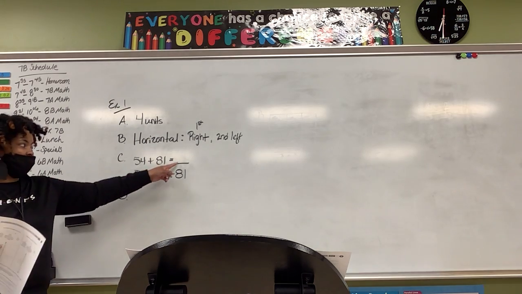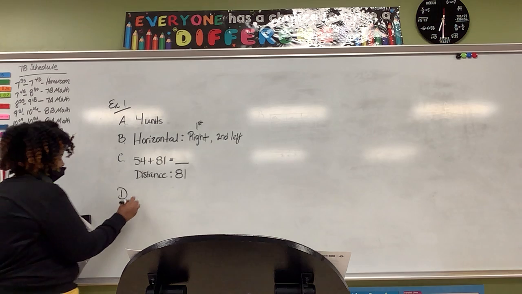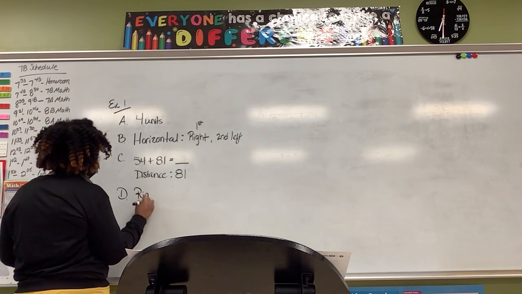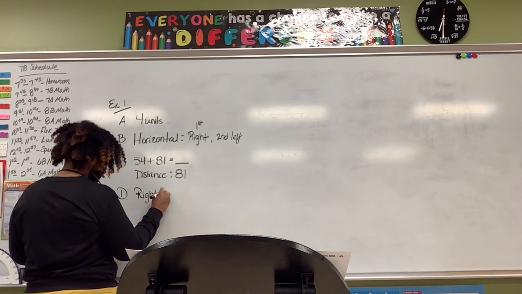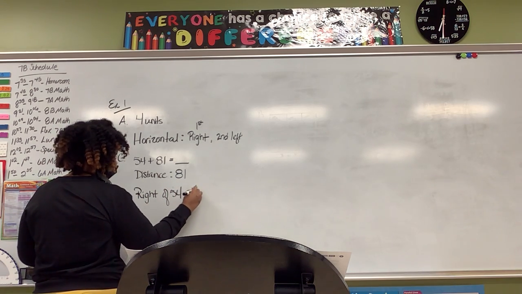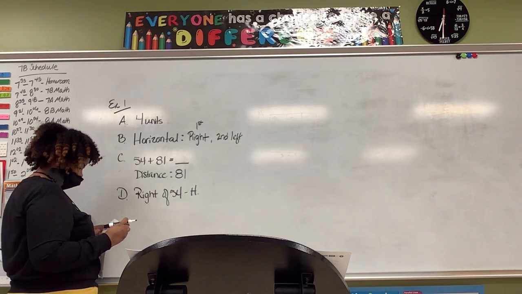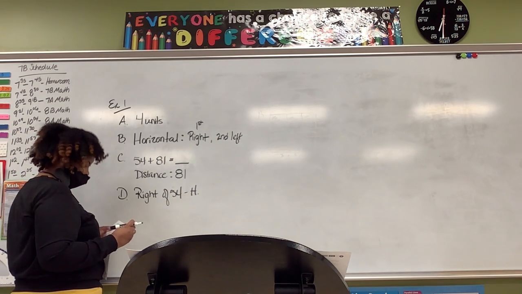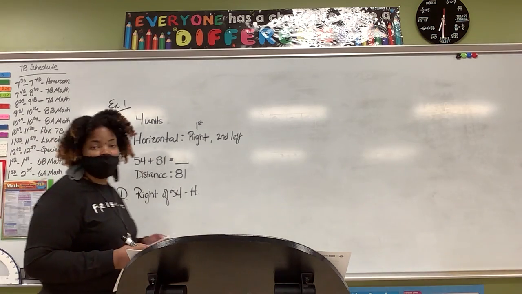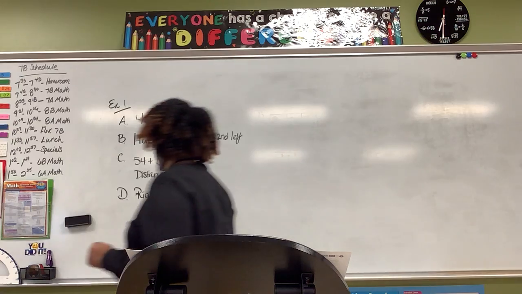Is the answer on the right or the left? Right, thank you. So it's on the right. Right of 54 on the horizontal line. On the vertical line, though, it's also on the right. Why is it on the right? Because it's not what? Right, because it's not negative.